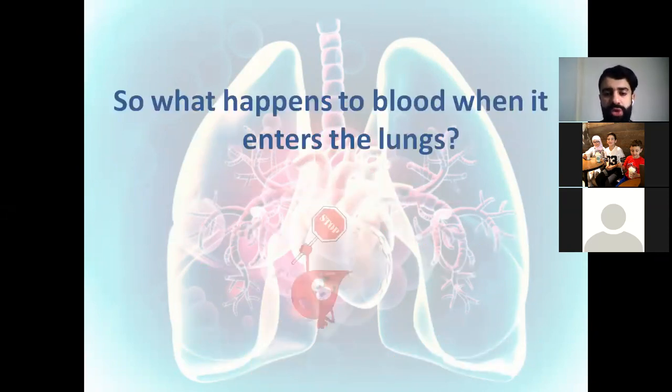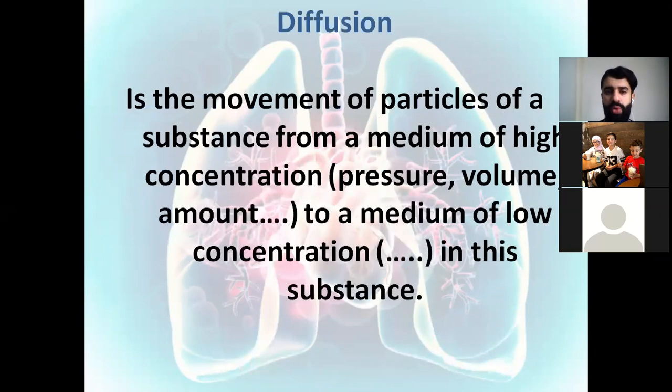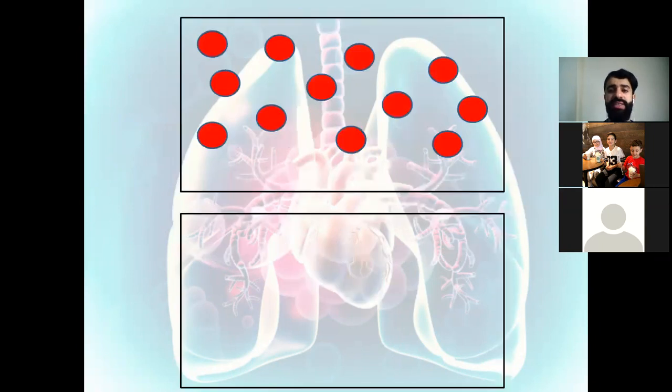What happens to the blood when it enters the lung? This is the big question. Before we ask this question, you have to remember what diffusion is. Diffusion is the movement of particles from a medium of high concentration to a medium containing low concentration of the same substance. Here, let's have an example.